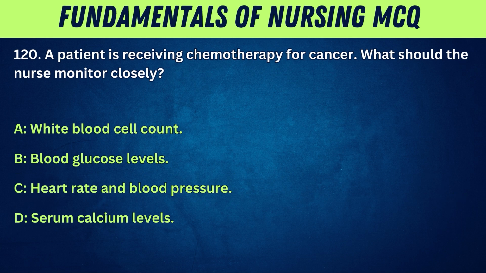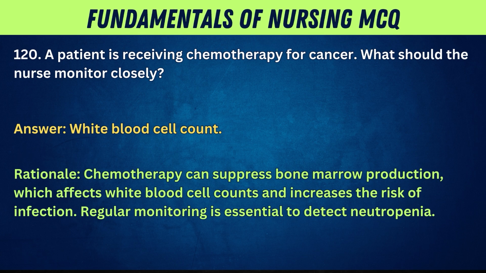120. A patient is receiving chemotherapy for cancer. What should the nurse monitor closely? A. White blood cell count. B. Blood glucose levels. C. Heart rate and blood pressure. D. Serum calcium levels. Answer: White blood cell count. Rationale: Chemotherapy can suppress bone marrow production, which affects white blood cell counts and increases the risk of infection. Regular monitoring is essential to detect neutropenia.